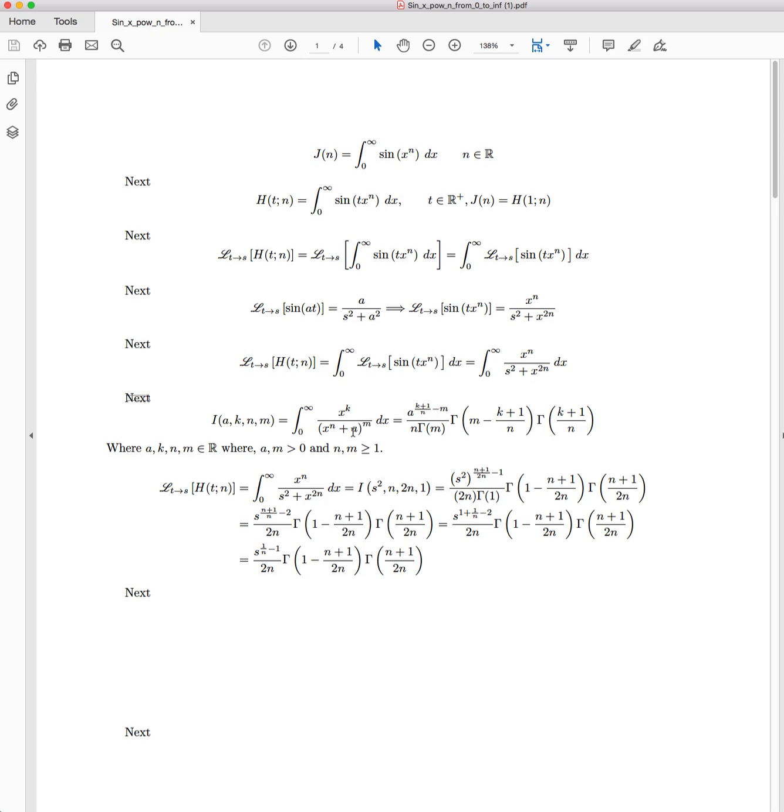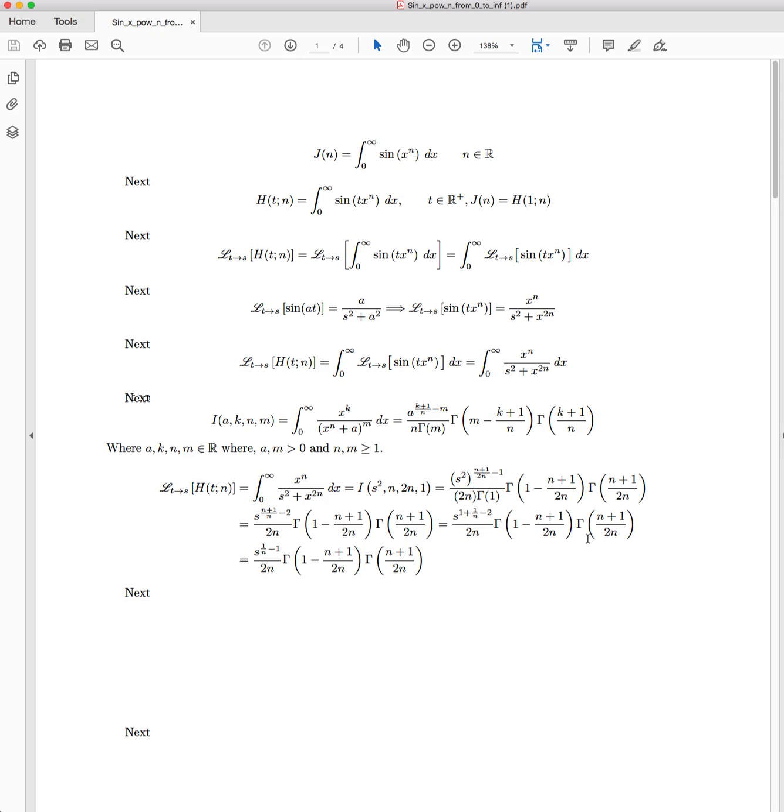The next parameter is k. Remember here we have x to the k, which is x to the n in our case, so that's what we have here. Our x to the n, in our case, is x to the 2n, so our n value is 2n. And then finally, our m value here, obviously this is just raised to the power of 1, so we've got m is equal to 1. So then just subbing everything into this formula that we have here, we have a, which is s squared, to the power of (n plus 1) over 2n, subtract 1, over 2n, gamma of 1, times gamma of 1 minus (n plus 1) over 2n, times gamma of (n plus 1) over 2n.